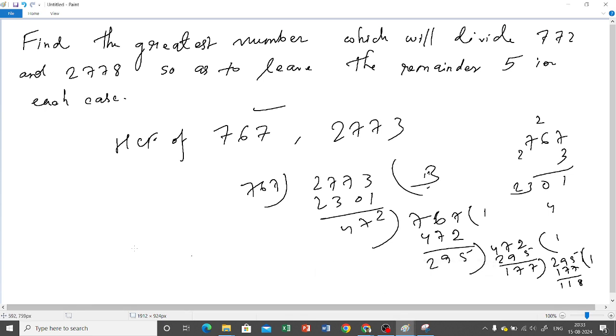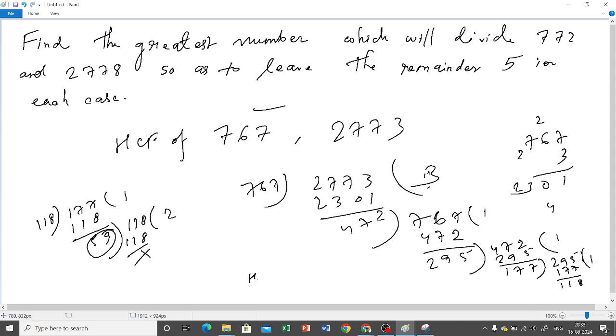Go over here. 1 1 8. Go through 1 1 only, and then comes 118. So 218. So that means this is the HCF. So the HCF is 59. So my greatest number is 59, right?